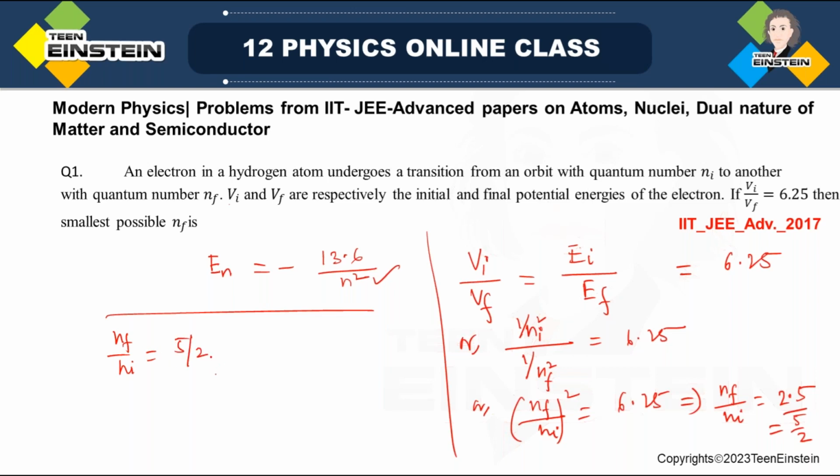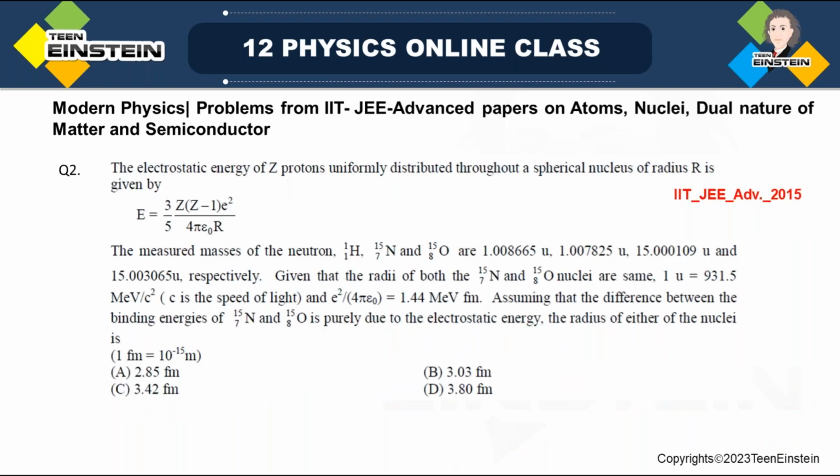So Nf will be 5 if Ni is 2, right? And this is the smallest value of Nf. So that means the transition is happening towards higher energy. So this is how we have to solve this problem. So the value of Nf is 5. We'll go to the next problem.